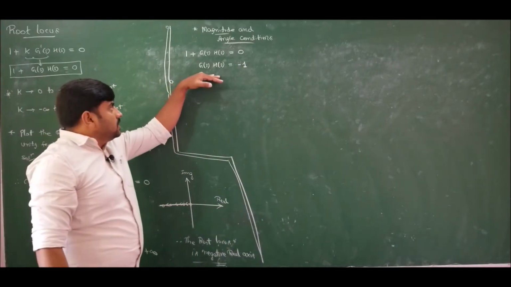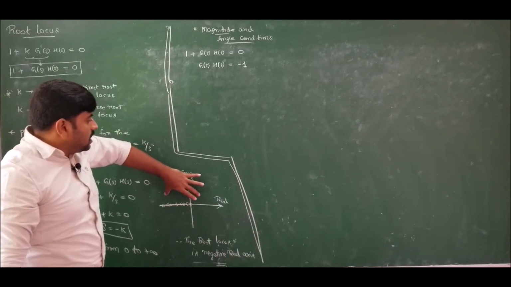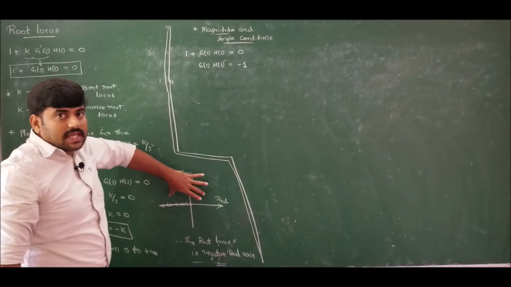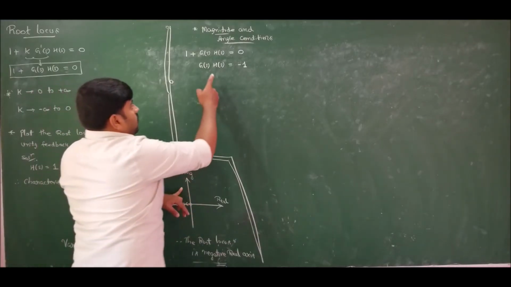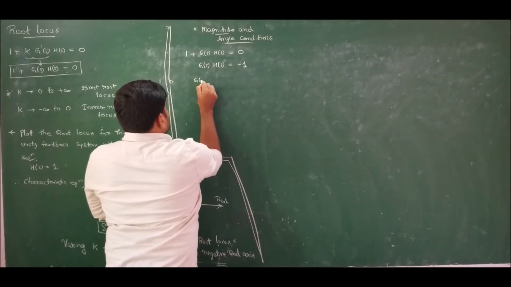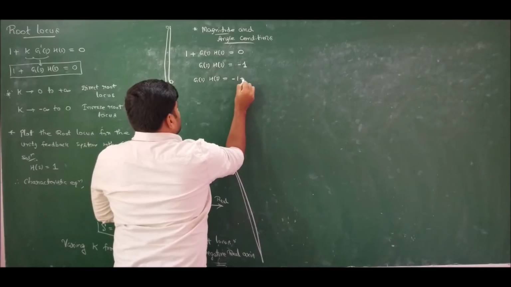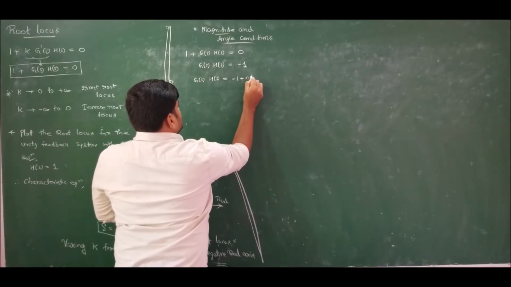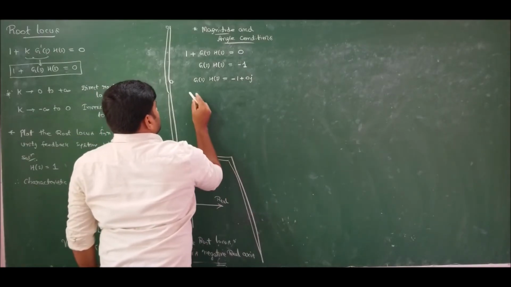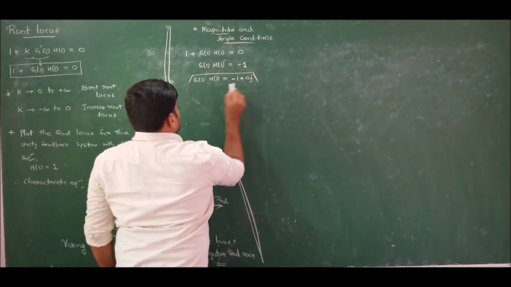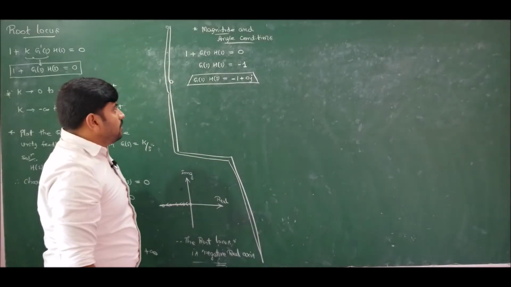Always remember, what we are plotting, the graph is a complex one. The S plane is a complex plane which has both real part as well as imaginary part. So therefore, I can write this as g of s into h of s is equal to minus 1 plus 0j. Minus 1 is the real part, 0 is the imaginary part. From this I can get the angle condition and magnitude condition.